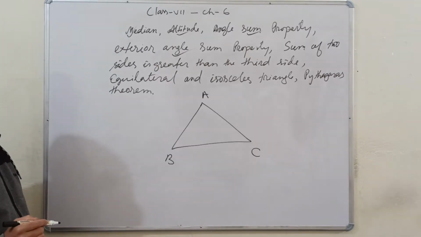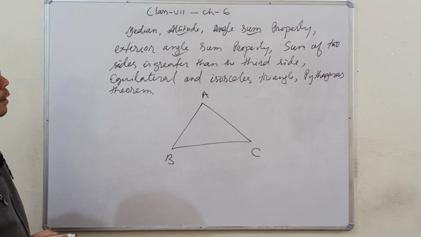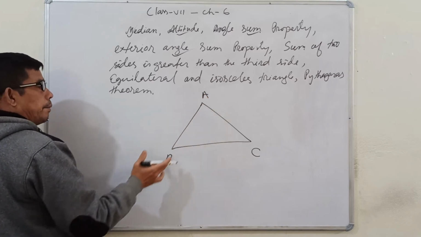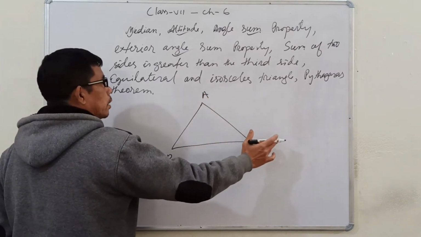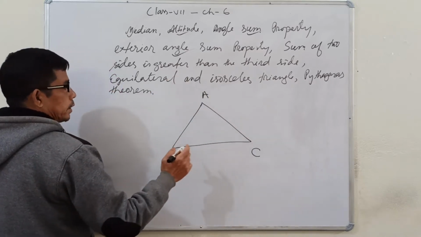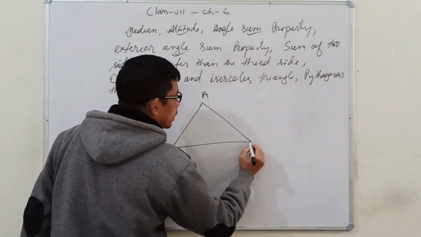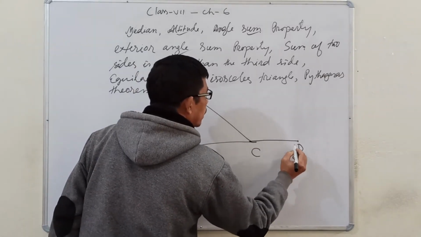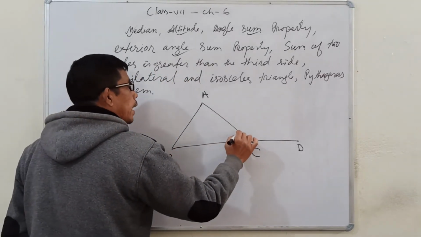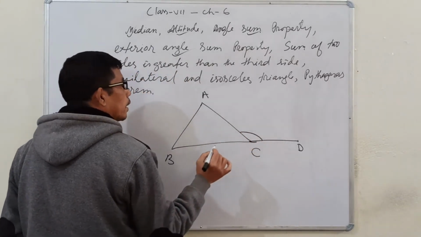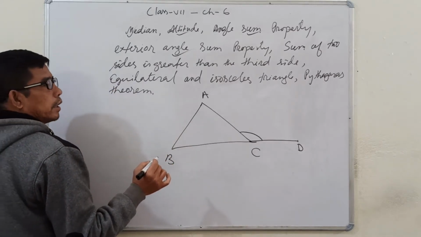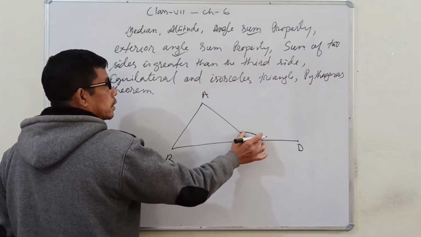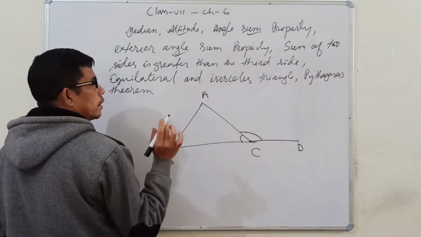Let ABC be the triangle. Then if you extend any of the three sides, you can extend AB or BC or AC. So let's extend the side BC up to a point D. Then this angle which is outside the triangle is known as the exterior angle of this angle C.